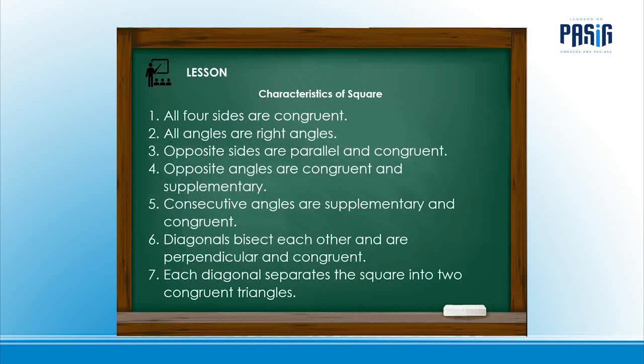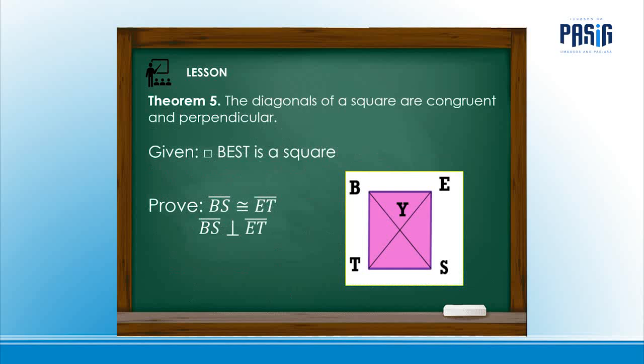Let us have theorem number 5. The diagonals of a square are congruent and perpendicular. Given quadrilateral BEST is a square, let us prove that diagonal BS is congruent to diagonal ET. And also, diagonal BS is perpendicular to diagonal ET. Let us use the given figure. So this is now our proof.